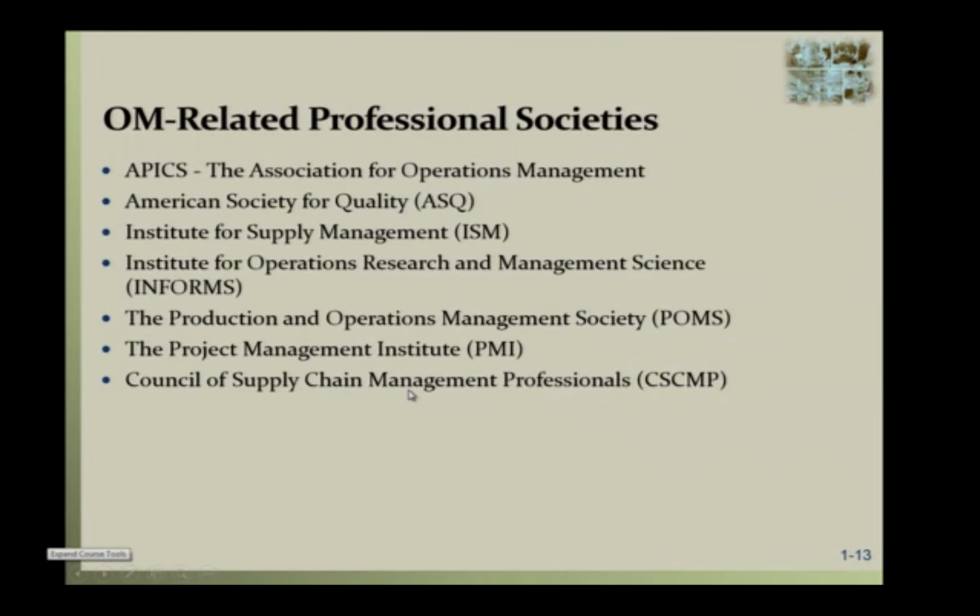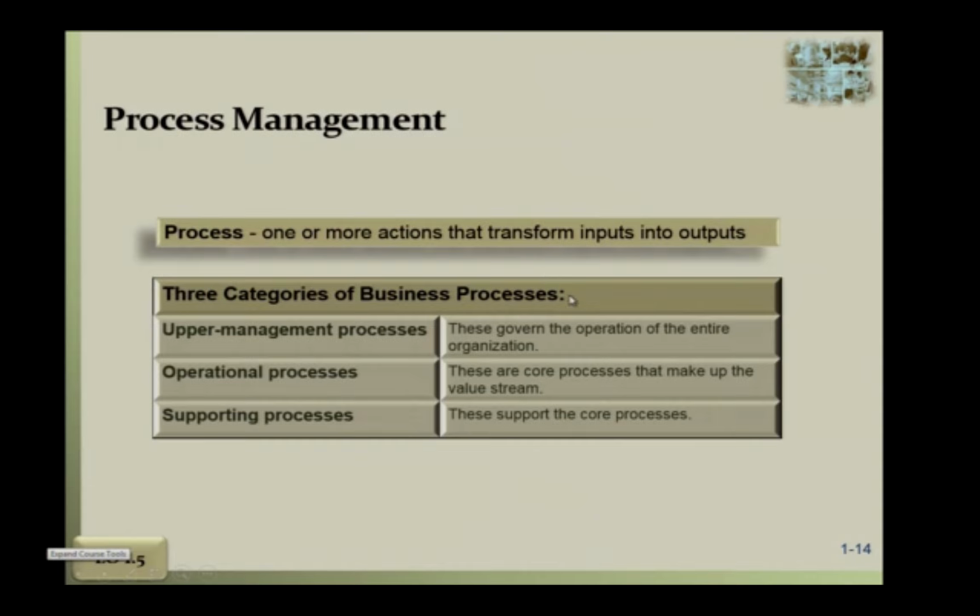All right, so let's look at process management in terms of different processes. There are processes called upper management processes. This is the operation of the entire organization. And the operational processes, these are processes that make up the value stream for our value-added process. And supporting processes, these are the processes that actually support the main core processes. So you're looking at, like, human resources as a supporting process.